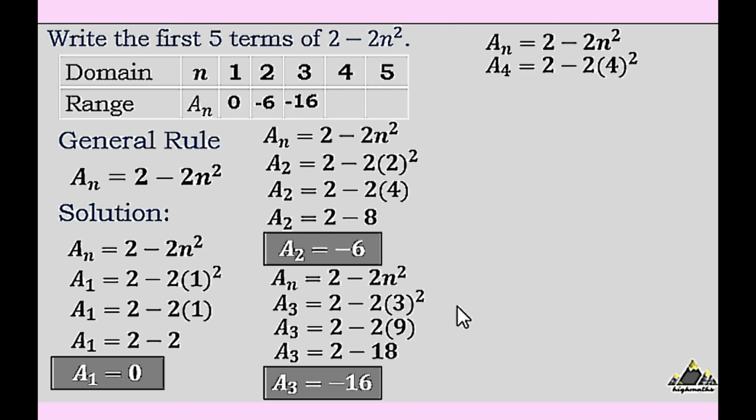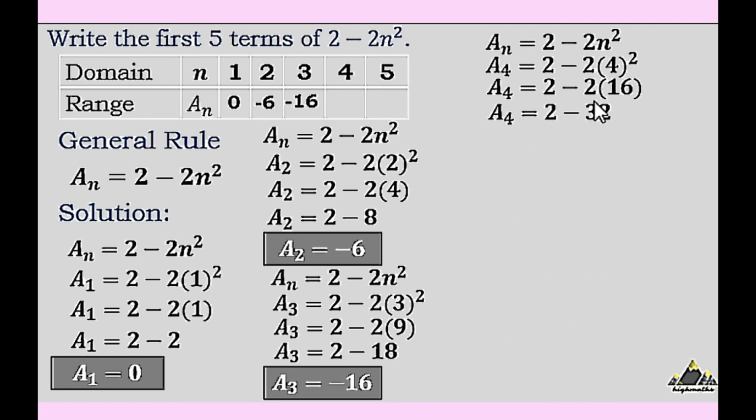For our fourth term, again, substitute 4 to our variable n. We have 2 minus 2 times 4 squared. So, our 4 has an exponent of 2. We solve that. We obtain 16.